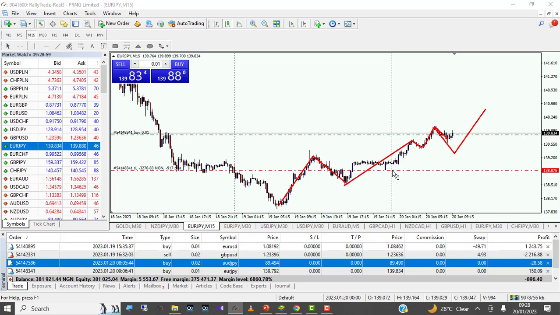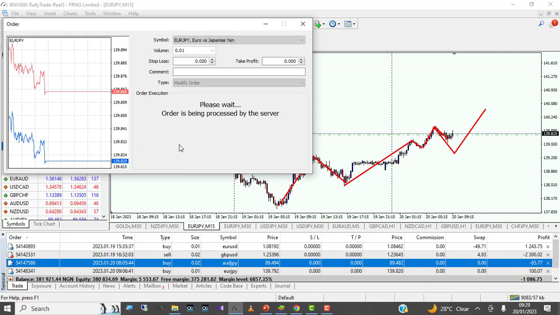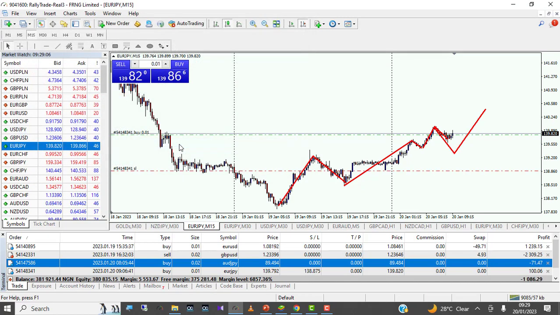So let's say we are risking this amount. This is 3.2. I'll just leave it there. Then this box will appear and I'll click modify. Then the line will remain there. So I have set a stop loss on this trade.